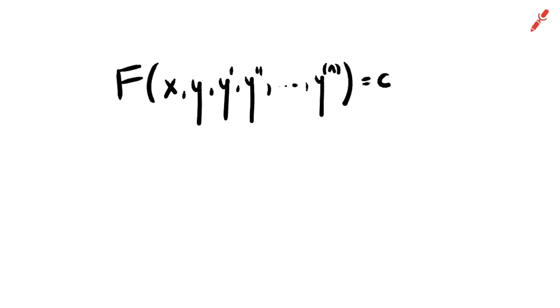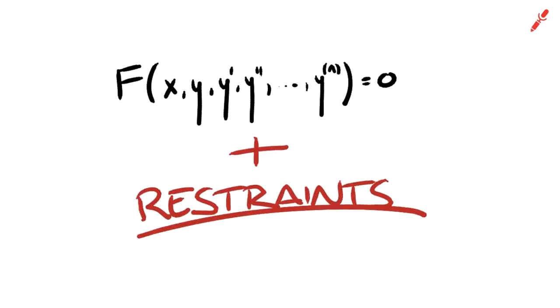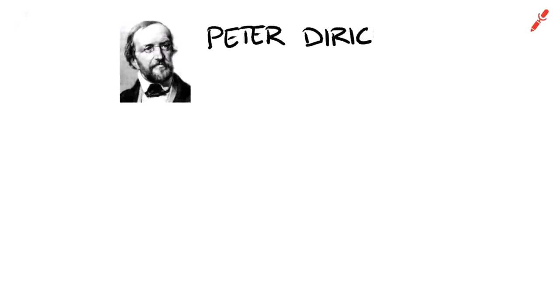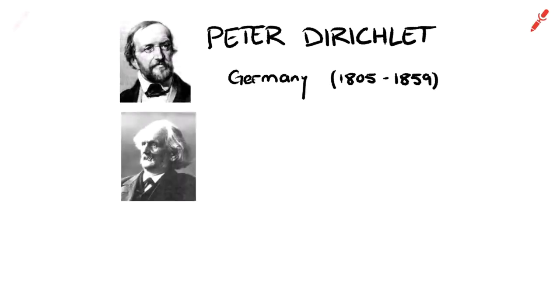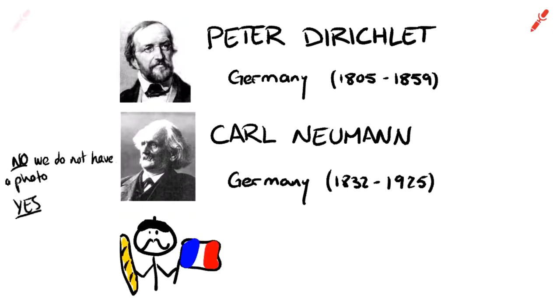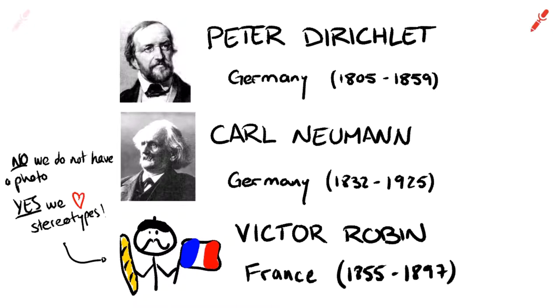or partial differential equation along with a set of additional restraints called boundary conditions. Boundary conditions are specified at the extremes of the independent variable in the equation. Please welcome our mathematicians. Peter Dirichlet, he was German, born in 1805 and died in 1859. Carl Neumann, also German, born in 1832 and died in 1925, and Victor Robin, French, who was born in 1855 and died in 1897.